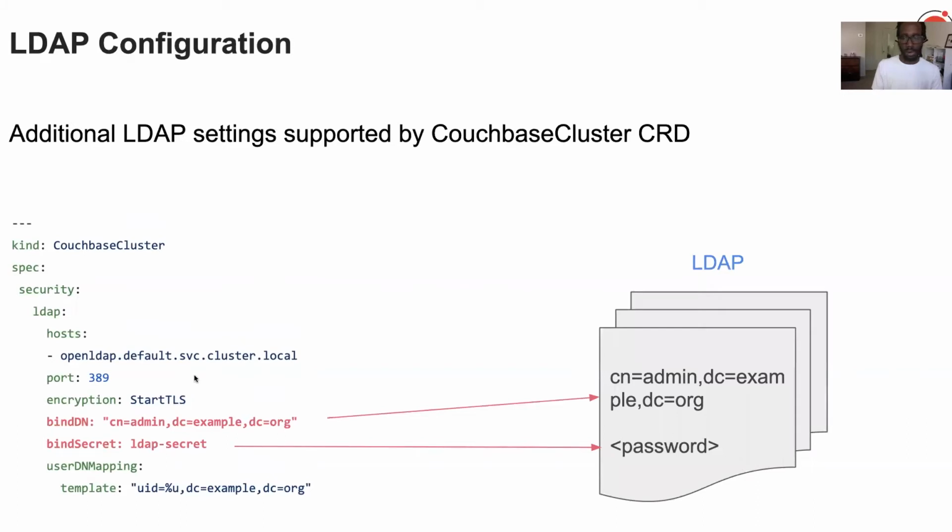Some of the important things to note: the bind distinguished name is going to be the distinguished name that the Couchbase server will use in order to make queries against LDAP, and also the LDAP secret. When Couchbase is trying to log in or authenticate with LDAP itself, it needs to have a way to access that server and then to do things like query for entries within LDAP.